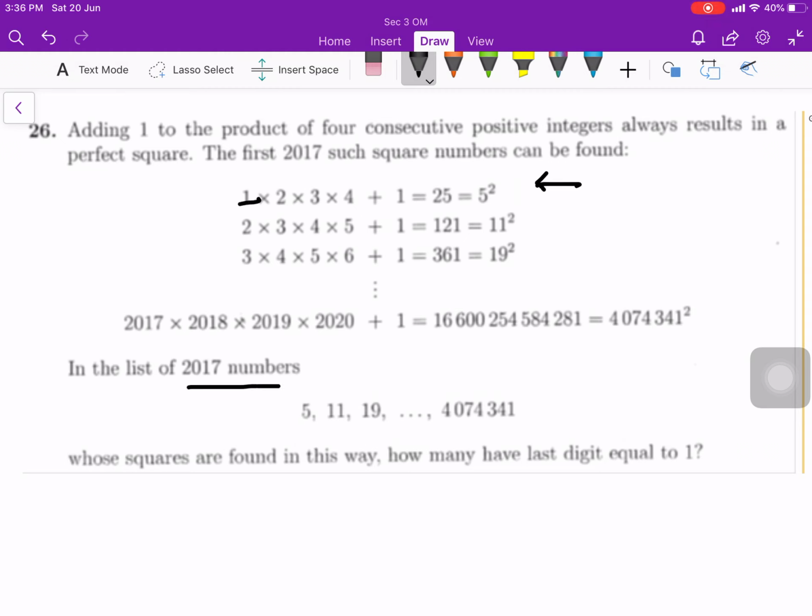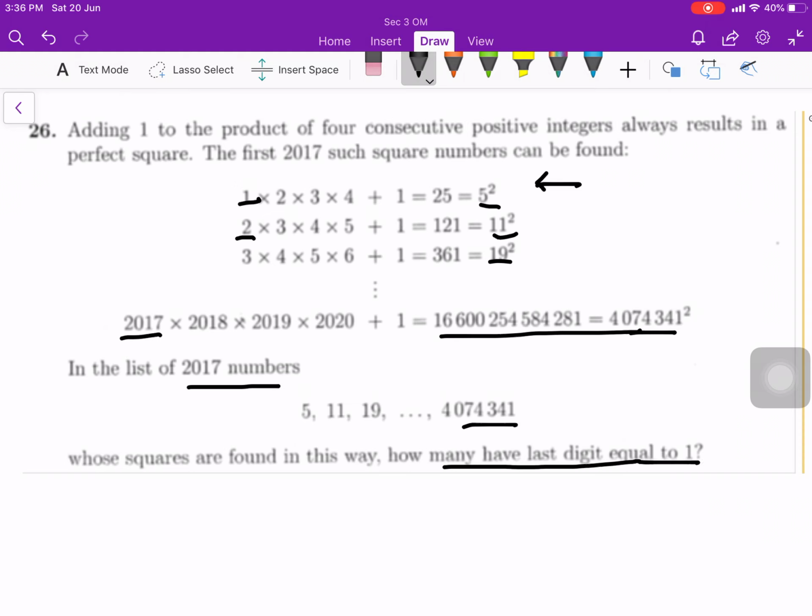can you see that this is 1, 2, and then this part here is the 2017 numbers? It is actually 5, 11, 19, and all the way to this number, whose squares are found in this way. How many have the last digit equal to 1?